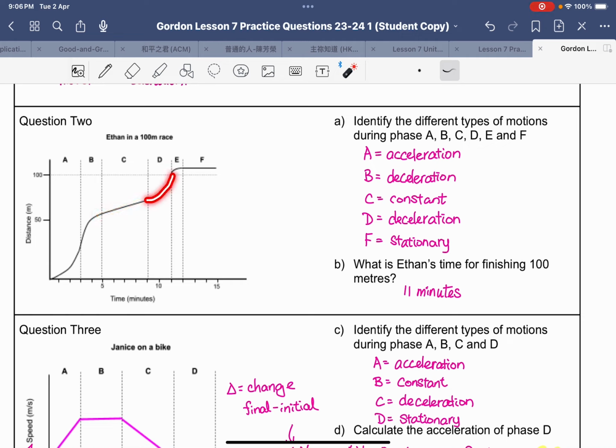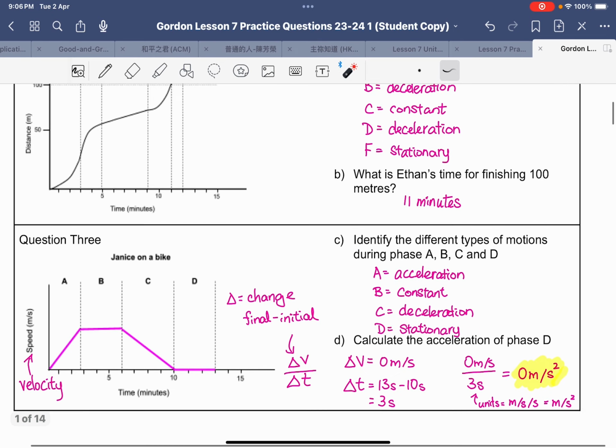And this again is acceleration, deceleration, and then this, as you can see, distance did not change. It was a flat line. But time is still passing. So that means that person stayed at the same spot for these 3 seconds. So that means the motion is stationary. So his time for finishing 100 meters is 11 minutes.